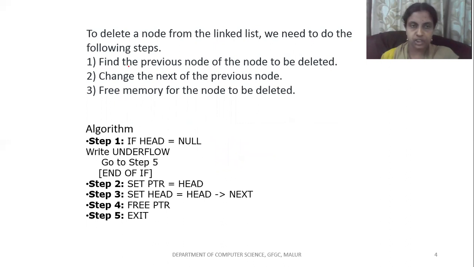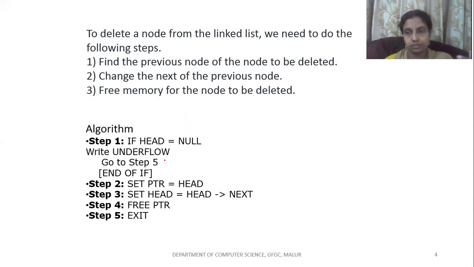We will see the steps behind it. To delete a node, first find the previous node of the node to be deleted, change the next of the previous node, and free the node. So what happens when head equals null? In case, first we have to check the algorithm. If head is null, you need to just give underflow. Underflow means the list is starting at null, so no linked list is there. Then you can give underflow and finish off. Go to step 5 and complete it.